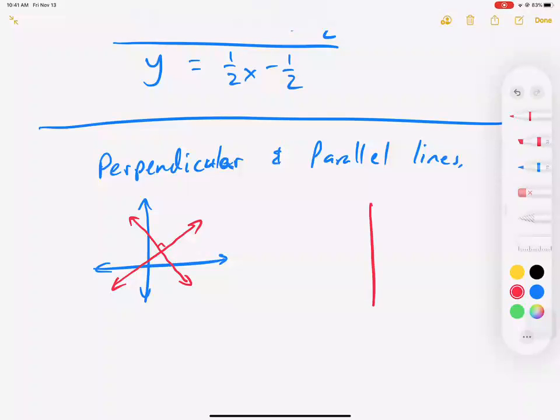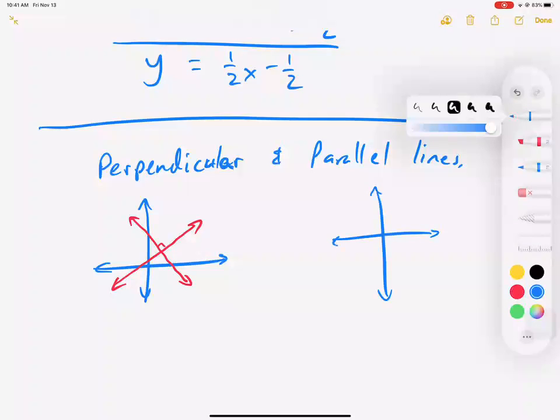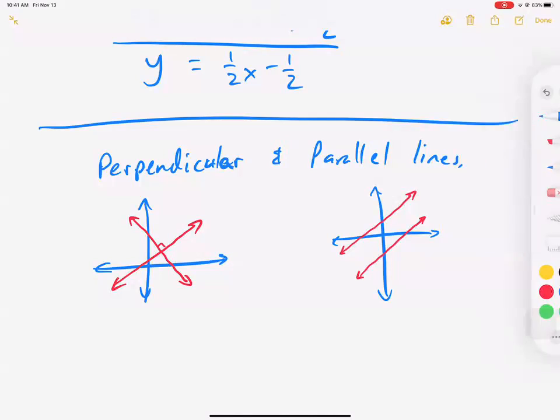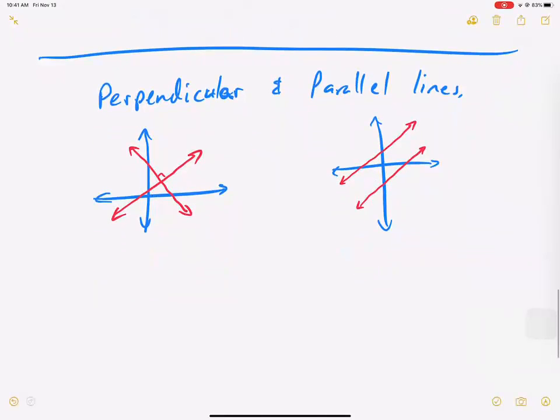And parallel lines are lines that never touch. They never touch. So we're going to go ahead and do parallel lines first because that's actually easier. So how do you know lines are parallel? Parallel lines are parallel because they grow the same way.